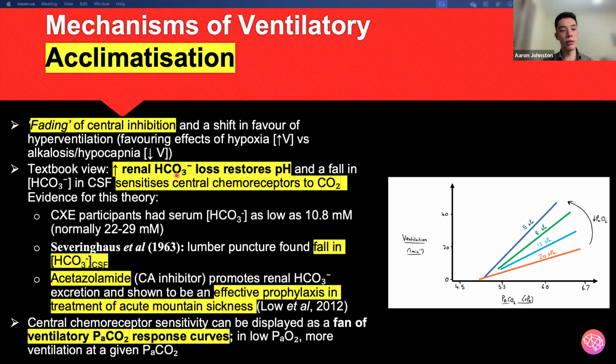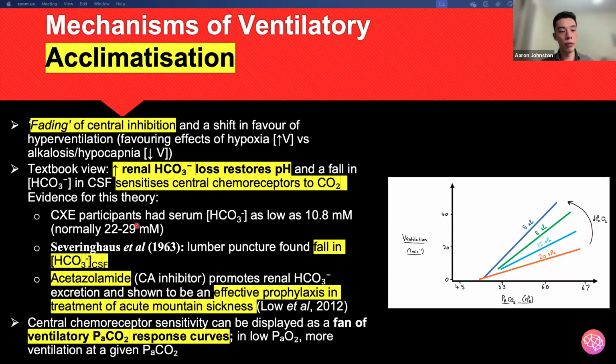Evidence for the importance of this effect is derived from several different lines of inquiry. For example, in the Caldwell Everest study, the participants had their serum bicarbonate measured, and they found that it was as low as 10.8 millimolar. Remember, from first year, that bicarbonate should be around 24 millimolar.